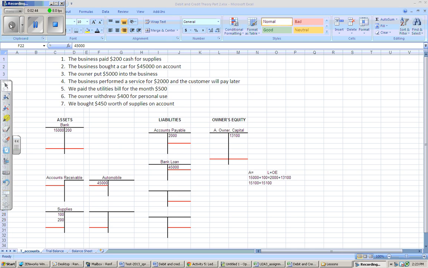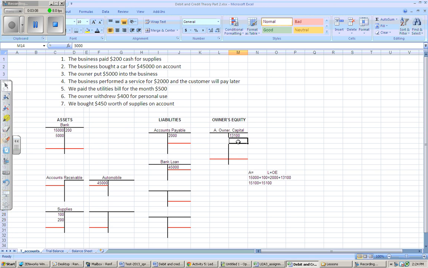The owner put 5,000 into the business. What's one account that's affected? Bank. When the owner puts money in, it goes into our bank account. Bank is an asset. It's increasing, so it gets recorded on the debit side because assets increase on the left or debit side.